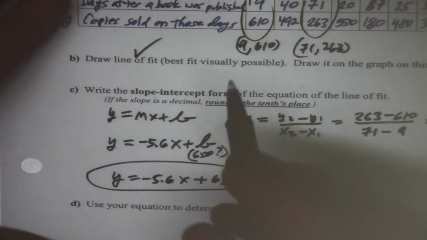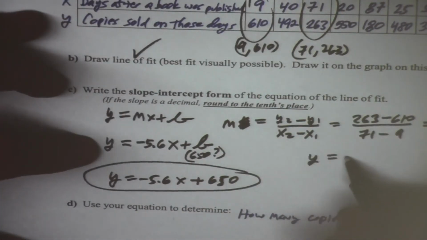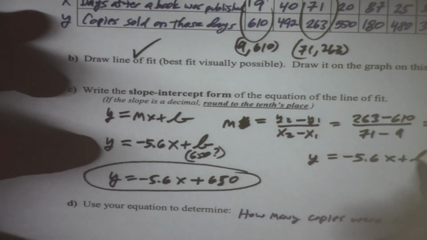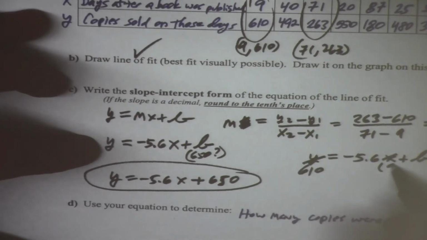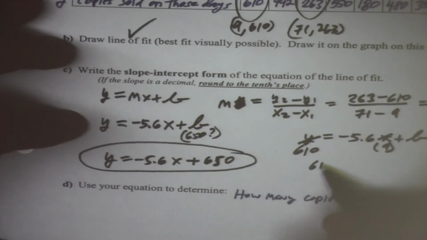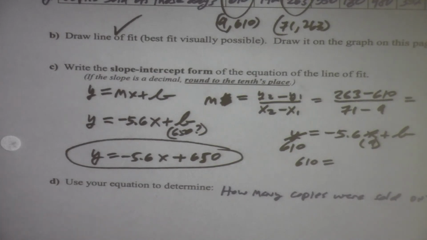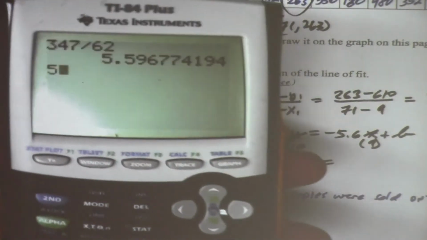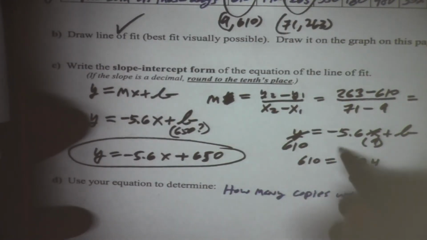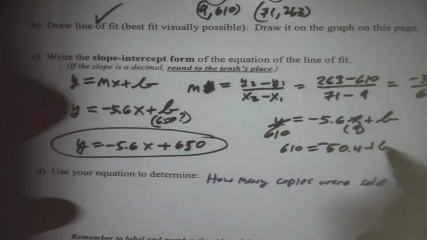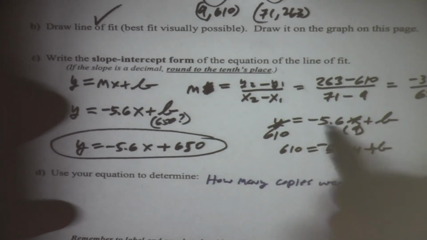Well, these are easier numbers, so if the y is 610, I'll write it out first: negative 5.6x plus b. And for the y, I'm going to put 610. And for the x, I'm going to put 9. Now I can multiply that. 610 equals, I came up with that before, 5.6 times 9, so I get 50.4. And it's a negative plus b. So this is 610 equals negative 50.4 plus b.